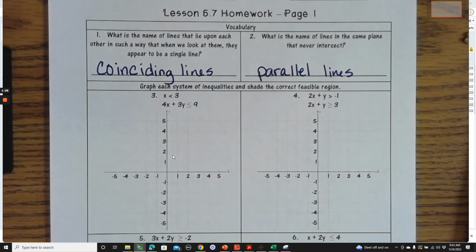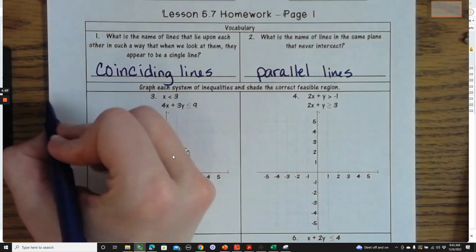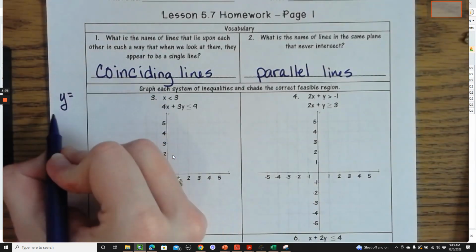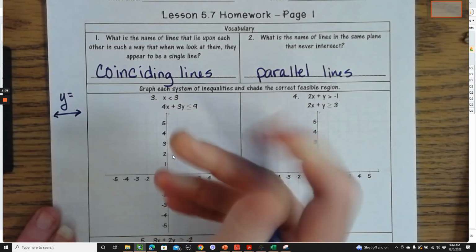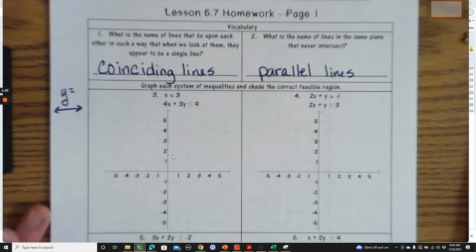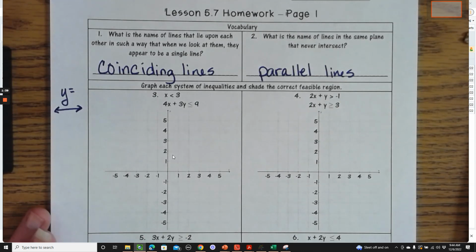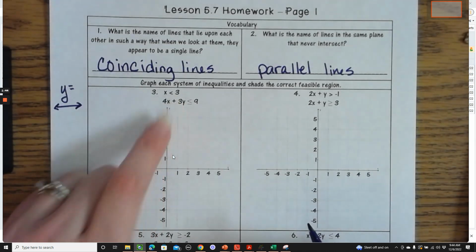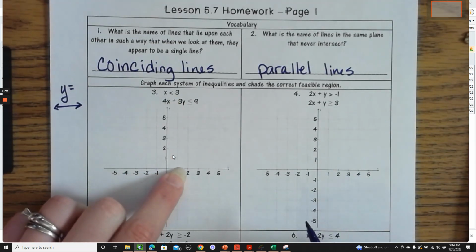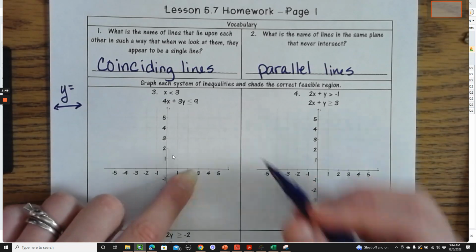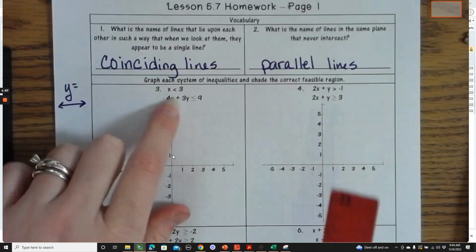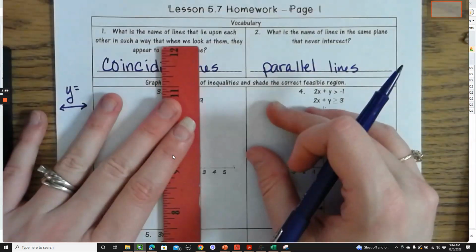X is less than 3. So if it's y equals, or even greater than, less than, that line is always going to be horizontal. If it starts with x, which direction is that line going to go? Vertical. So where x is 3, so this time it is the x-intercept, on the x-axis. So at that 3, we're going to put a vertical line. And it's dashed because, look, there's no line underneath there.